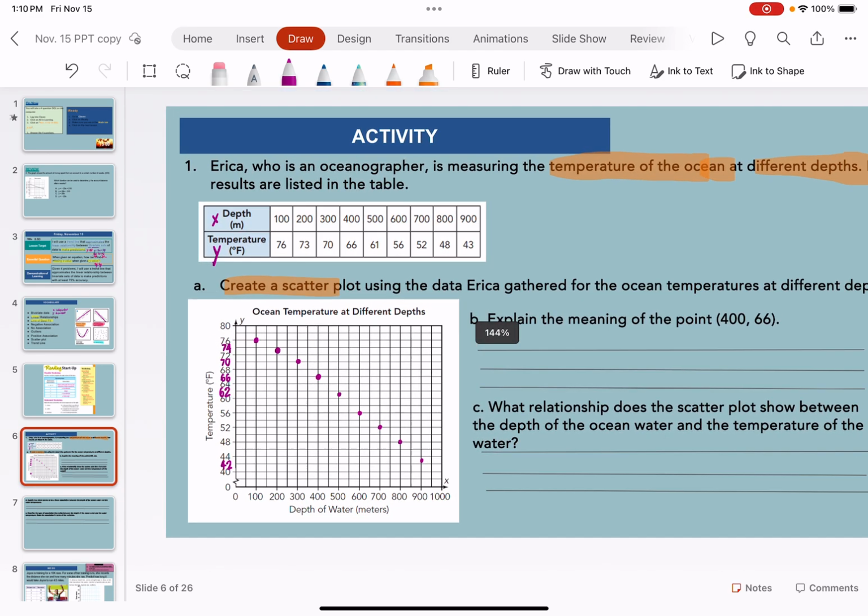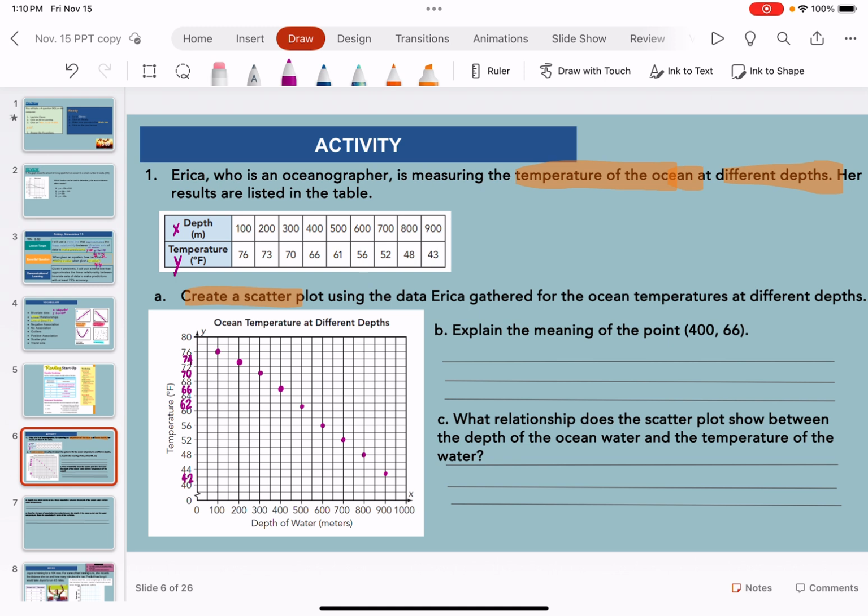And so B is asking me to explain the meaning of the point 400, 66, right? So 400 is our x coordinate, 66 is our y coordinate, and they are referring to this point right here. So basically, that point is telling us that at 400, we know 400 represents the depth in meters, right? So at 400 meters deep, we know that the y value represents the temperature. The temperature is 66 degrees, and we can see the unit is Fahrenheit. So it's 66 degrees Fahrenheit.